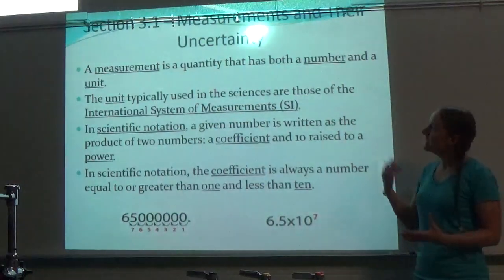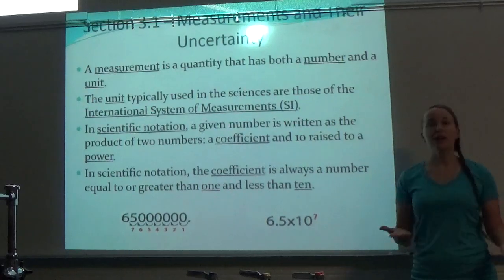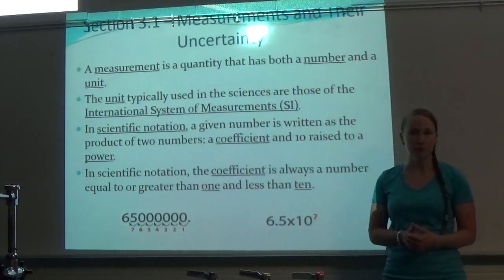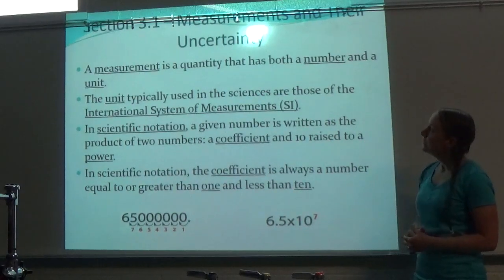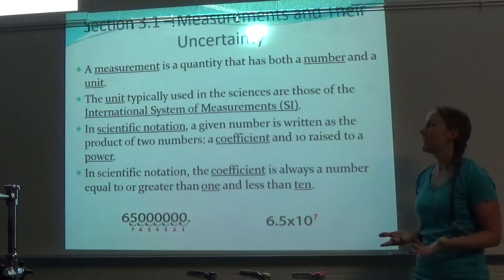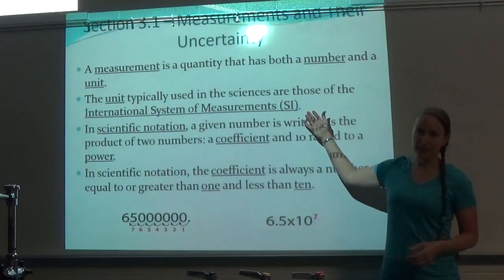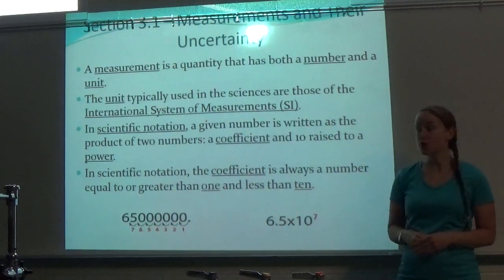Alright, so a measurement is a quantity that has both a number and a unit. So like 3 is a number, 3 meters is a measurement. A unit typically used in the sciences are those of the International System of Measurements, or SI units, and we'll talk about those in Section 2.